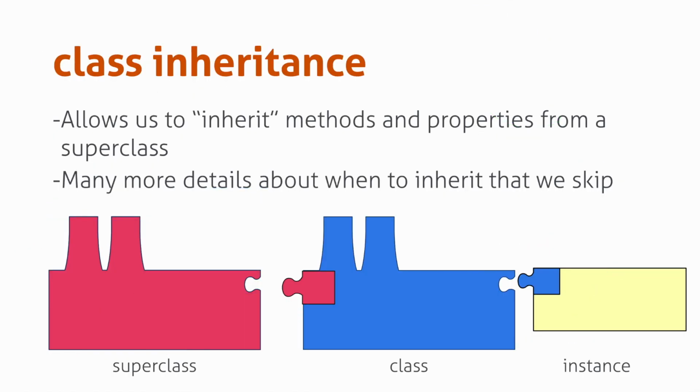So that's a quick overview of class inheritance, which allows us to inherit methods and properties from a superclass. Again, there are many details about inheritance and when we should or shouldn't use it, and what we should split between the superclass and class that I'm not going to go into. But for now, we're just going to use class inheritance fairly lightly in this course.